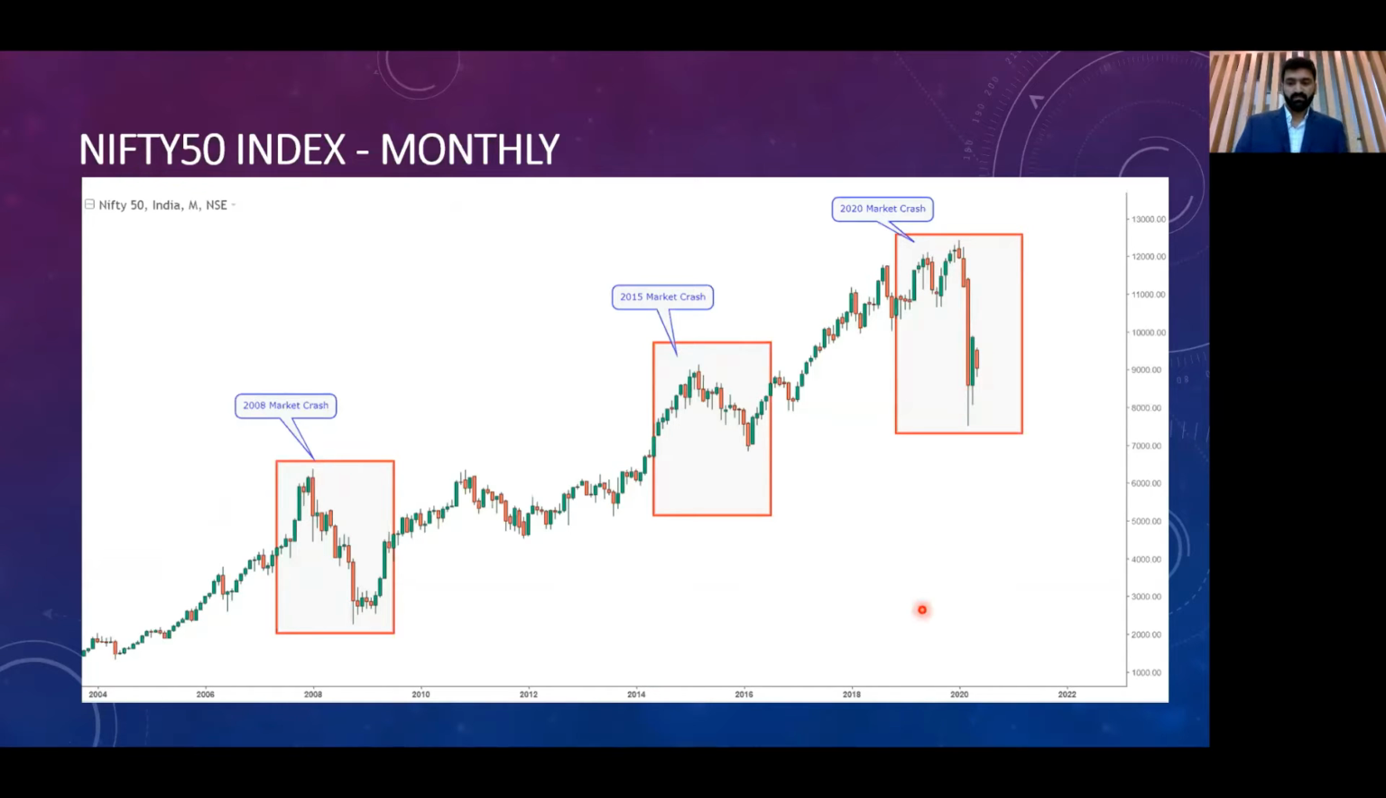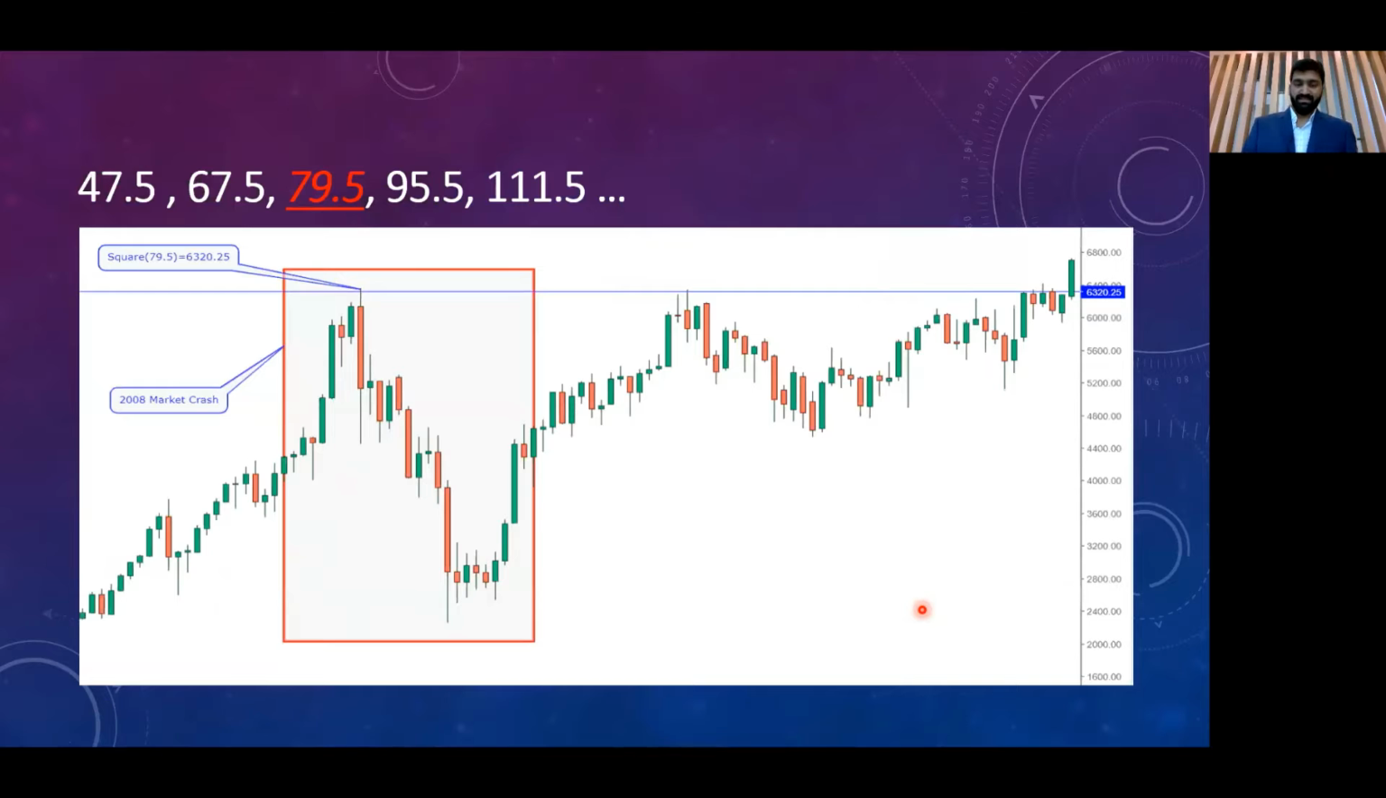Right? Now I go back to my original series. To the naked eye, it looks like a plain series. But are there any far-reaching answers? Let's find out. I take the first number in the series, 79.5. Let us square this number. What is the answer we get? Squaring this number, we get 6320. Right? In 2008, 6357 was the high. It was made on 8th of June 2008, and from that day onwards, the market started crashing down.